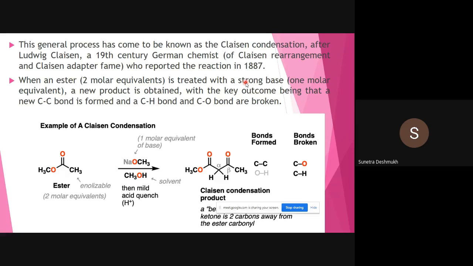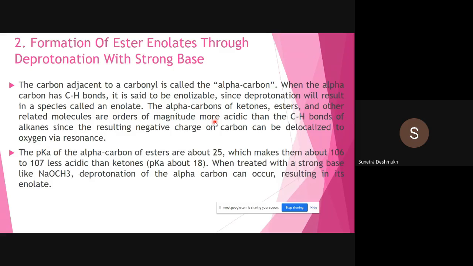Again the same thing I have written over here: by Claisen, Ludwig Claisen. In the 19th century, this one was a German chemist, and this reaction was reported in 1887. So 2 moles of ester have to react with 1 mole of strong base to get a 1,3-diketone as a product.